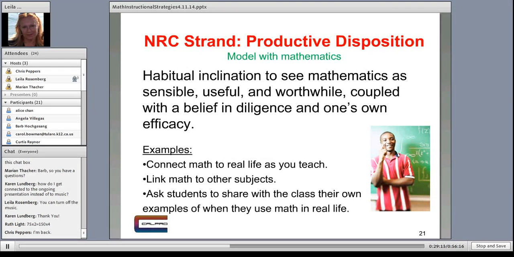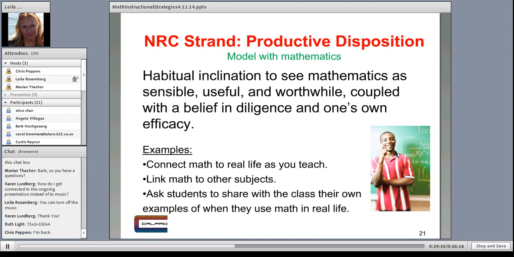Now the last NRC strand is productive disposition. This is the habitual inclination to see mathematics as sensible, useful, worthwhile, coupled with a belief in diligence and one's own efficacy. Well, let's break down this definition. Students with productive disposition think that math is useful and will actually be helpful in their real life. They believe that they can be effective at math. This doesn't necessarily mean that math is easy for them. It just means they believe that they can eventually understand if they work diligently at it.